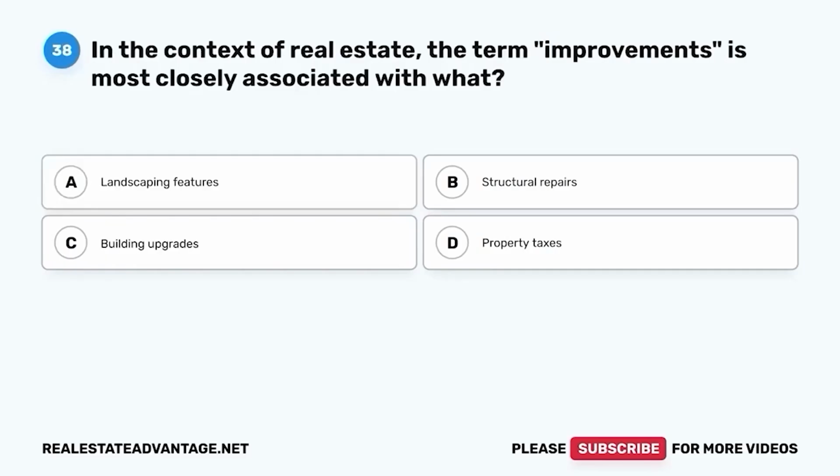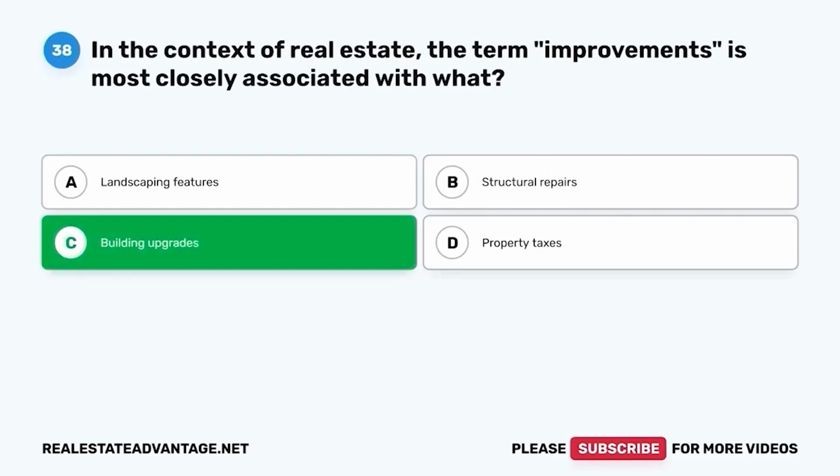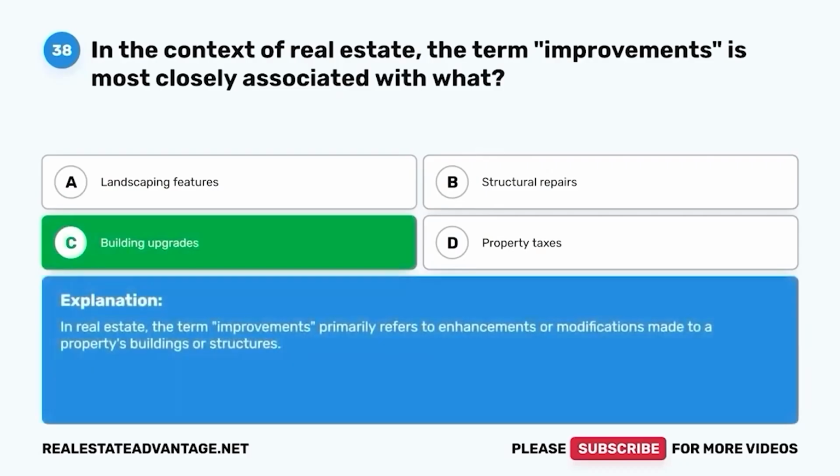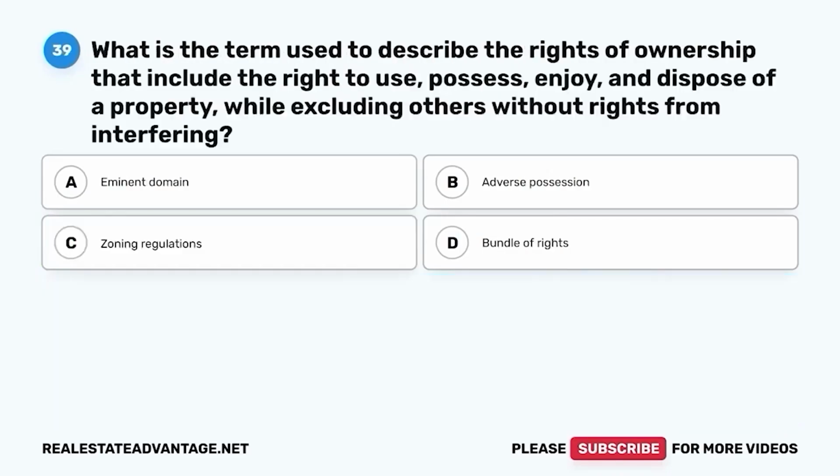Question 38. In the context of real estate, the term improvements is most closely associated with what? A. Landscaping features, B. Structural repairs, C. Building upgrades, D. Property taxes. The correct answer is C, building upgrades. In real estate, the term improvements primarily refers to enhancements or modifications made to a property's buildings or structures.